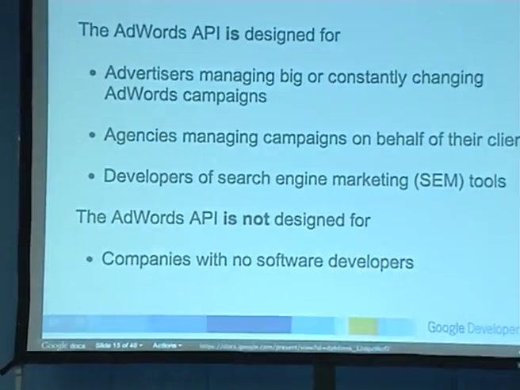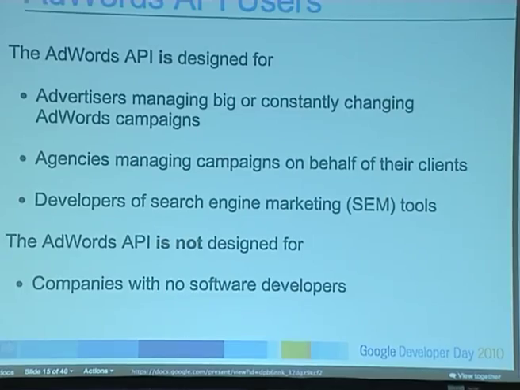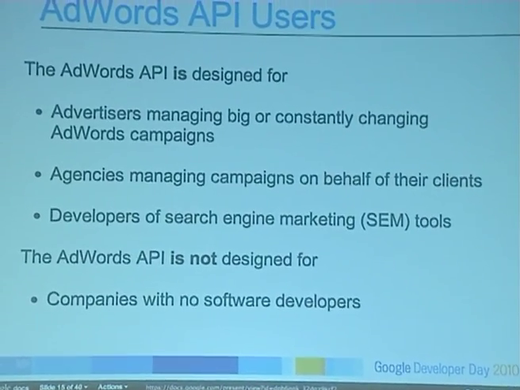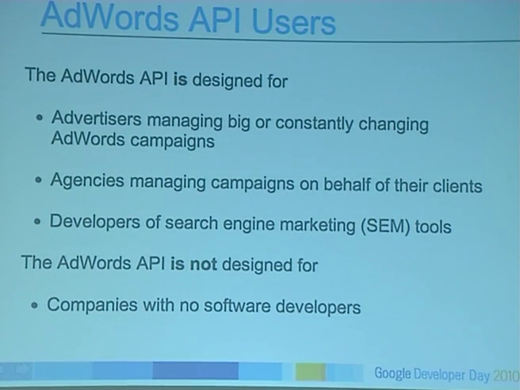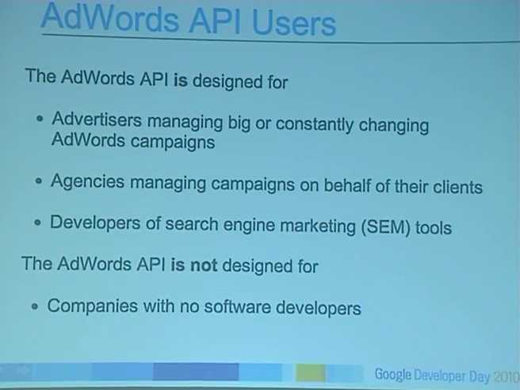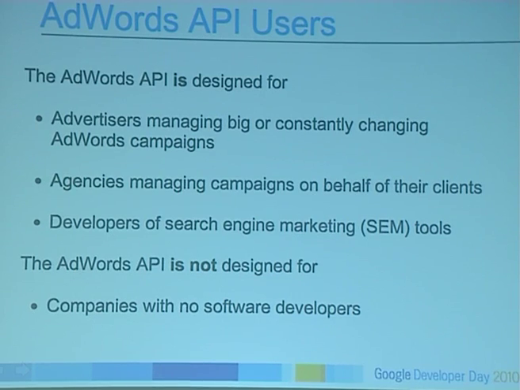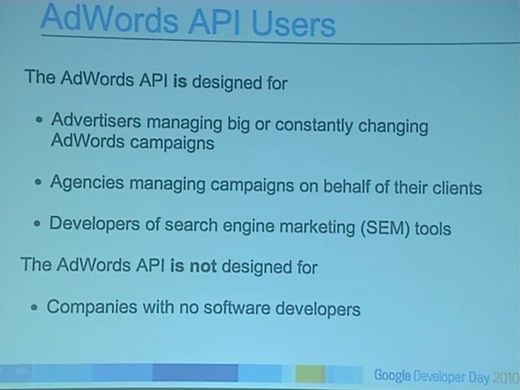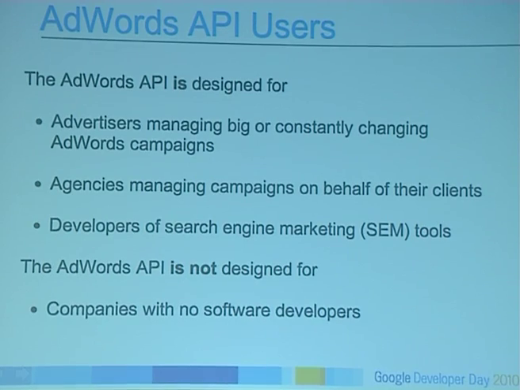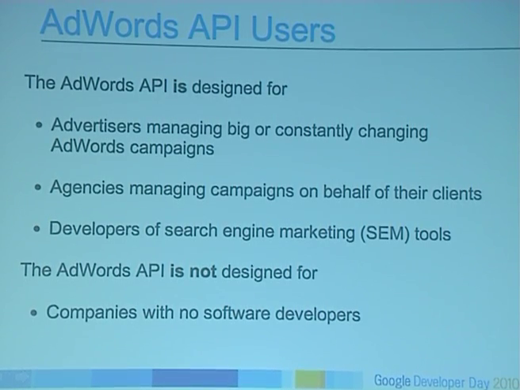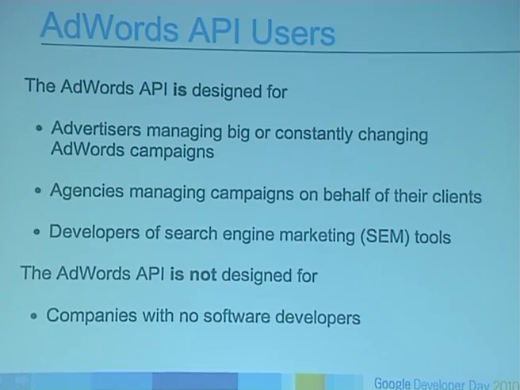Also, agencies need to deal with many accounts for their customers, and sometimes doing that by hand is impossible. So if you automate any of this, it will save a lot of time for the agencies. And something that is very important is that for the API, you need to have developers. Companies that don't have developers cannot automate anything. So they usually hire developers that know AdWords or the AdWords API, or they buy software that solves many of their problems.